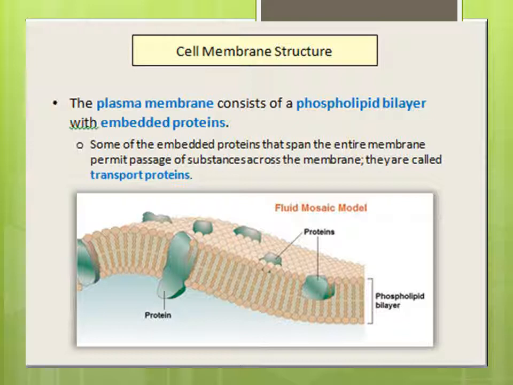The cell membrane structure. The plasma membrane consists of a phospholipid bilayer with embedded proteins. And if you look here, you can see two layers of phospholipids, and the proteins are inside them, kind of like chocolate chips in a cookie. Some of the embedded proteins that span the entire membrane permit passage of substances across the membrane. They're called transport proteins, and you can see some of the proteins, such as the green ones, go full length of the layer, and others are just halfway.